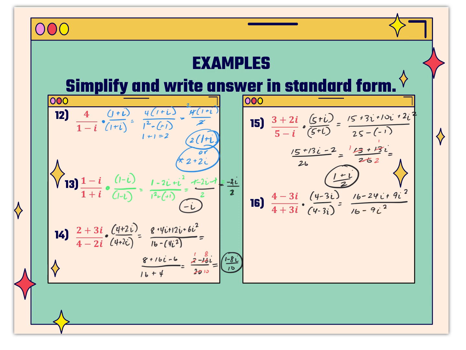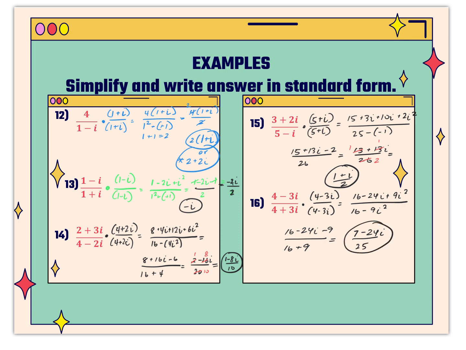So again, when I come over to here, I know it's going to be 16 minus 24i minus 9. The bottom is going to be 16 plus 9. So 16 minus 9 is going to be 7 minus 24i, all over 25. And I think that's it.